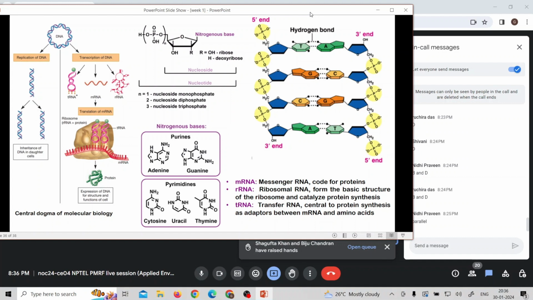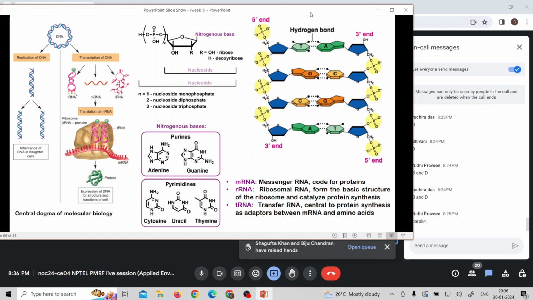Let me just for one more time explain this DNA structure. DNA is basically a polynucleotide, as I told you. What is a nucleotide? A nucleotide basically contains a nitrogenous base attached to a deoxyribose sugar in case of DNA, and ribose sugar in case of RNA. So these two components, when they are attached together, make up the nucleoside.